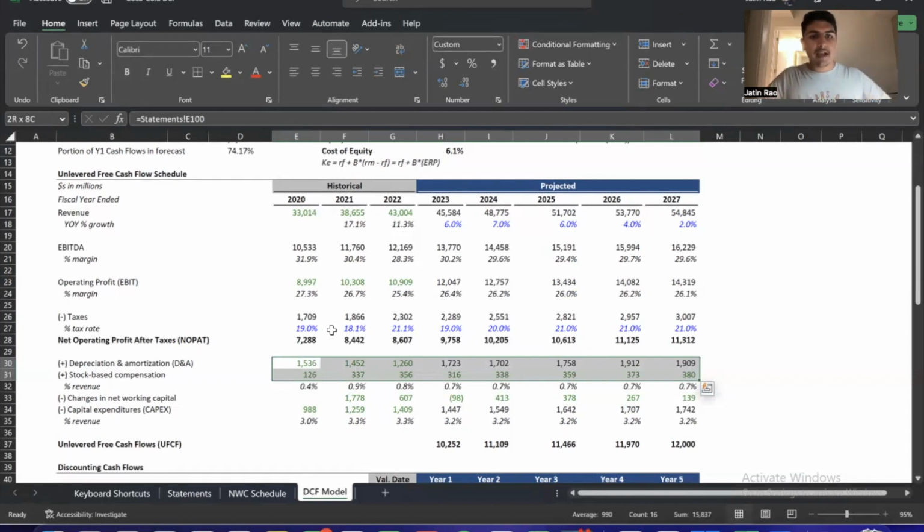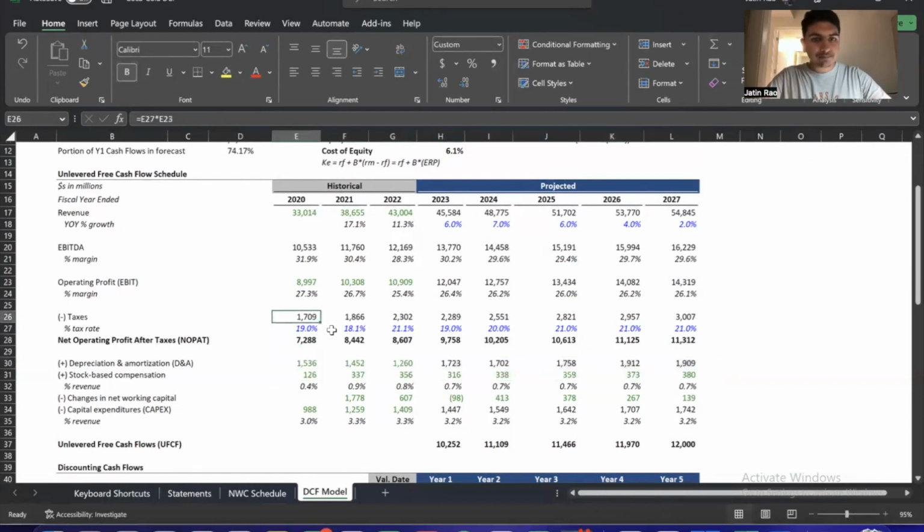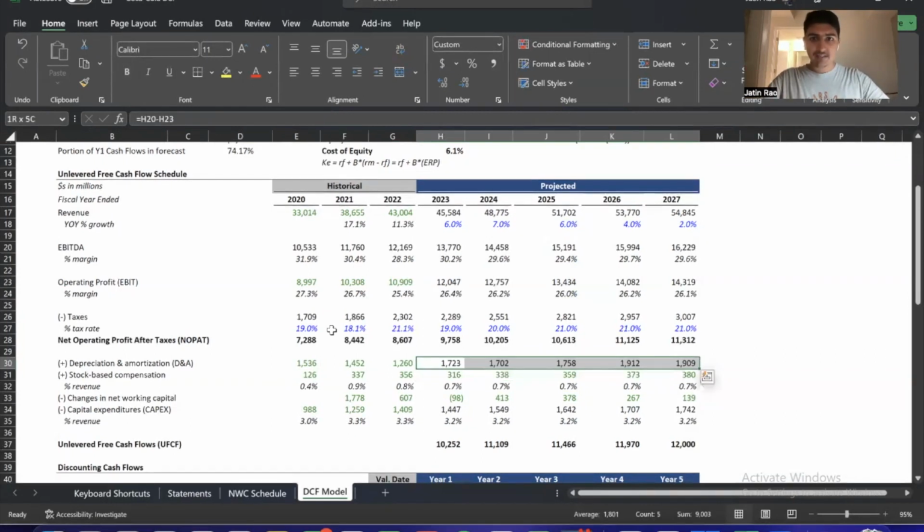So the way that we did that is for D&A, we pulled depreciation and amortization expenses straight from Coca-Cola's cash flow statement, from the operating section of their cash flow statement. And then for the future, we backed into D&A by projecting out EBITDA and projecting out EBIT, and D&A is just EBITDA minus EBIT.